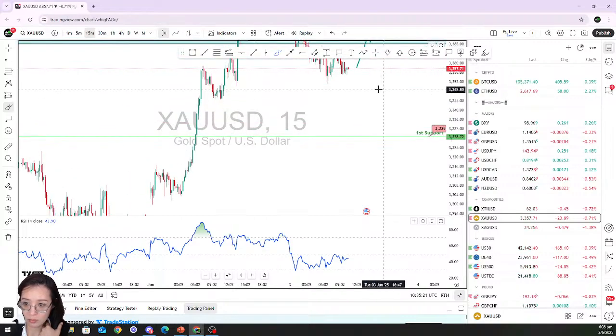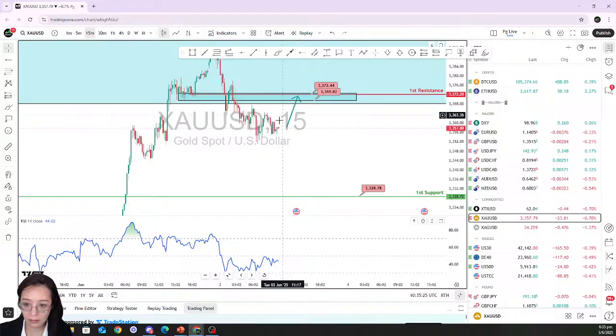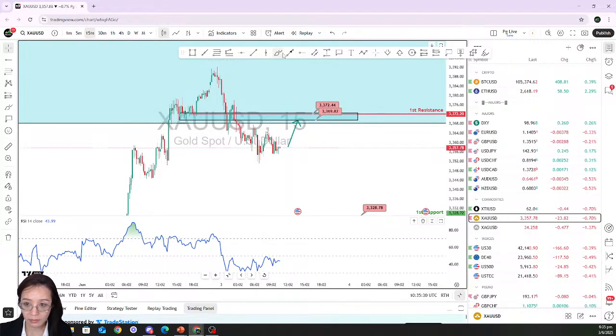So if you want to sell, wait for price to pull back somewhere around this zone and then you sell, because you can see the price already broke below this level.